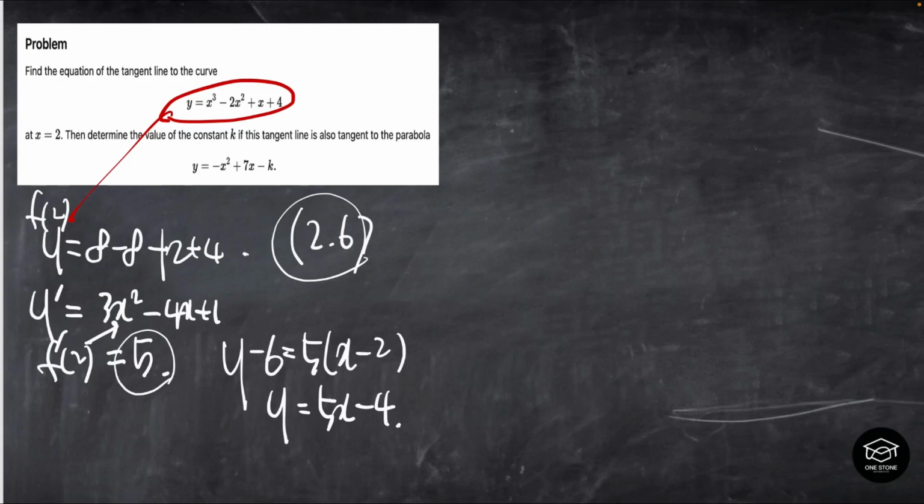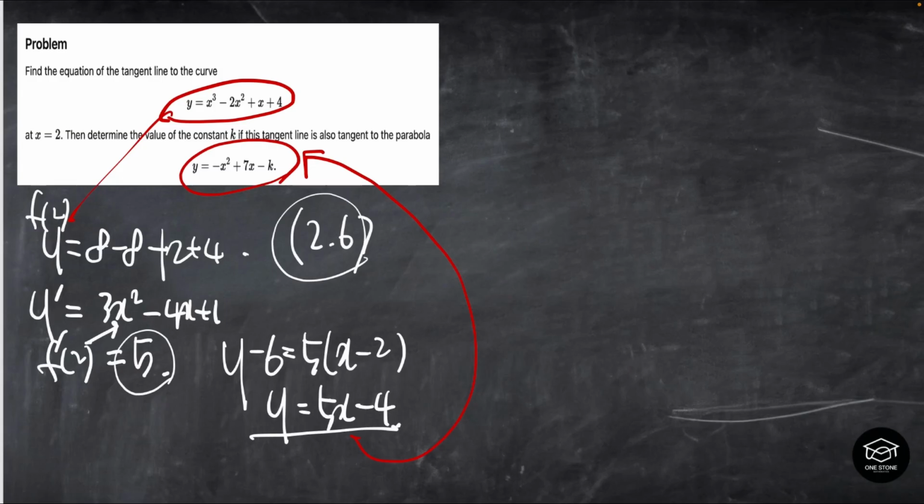Now, let's bring in the parabola. The parabola is y equals negative x squared plus 7x minus k. If our line y equals 5x minus 4 is tangent to this parabola, then the slope of the parabola's tangent at the point of contact must also be 5.